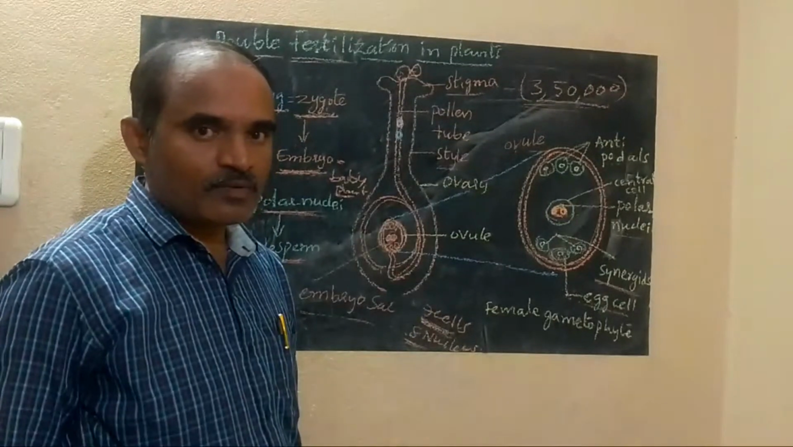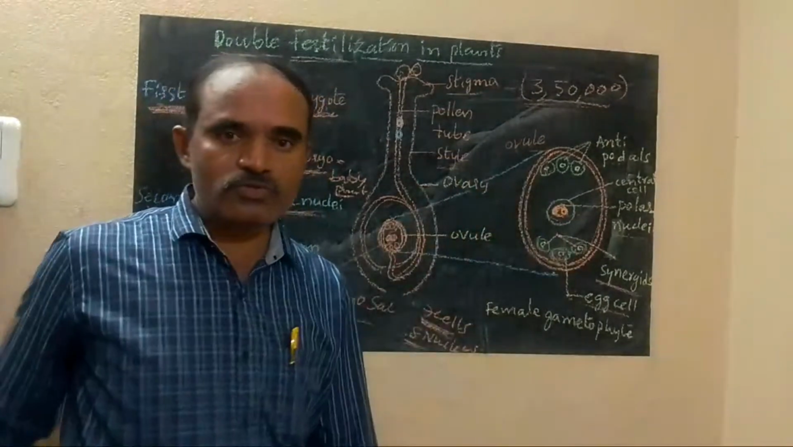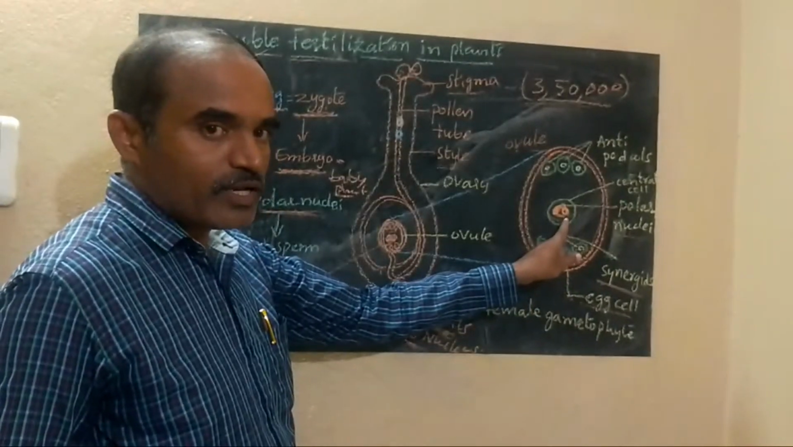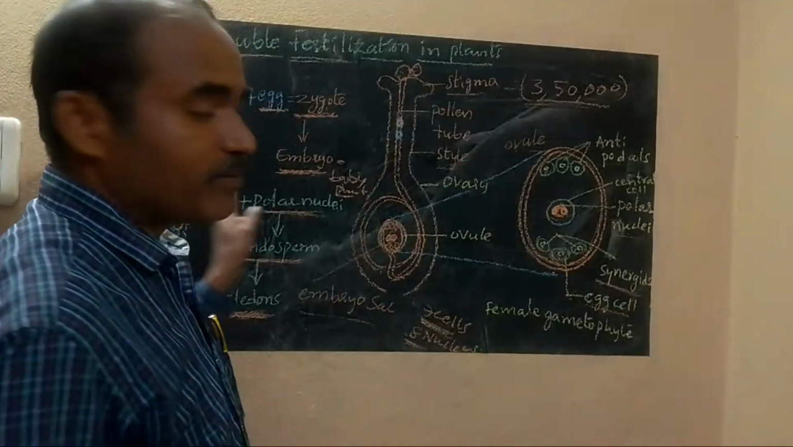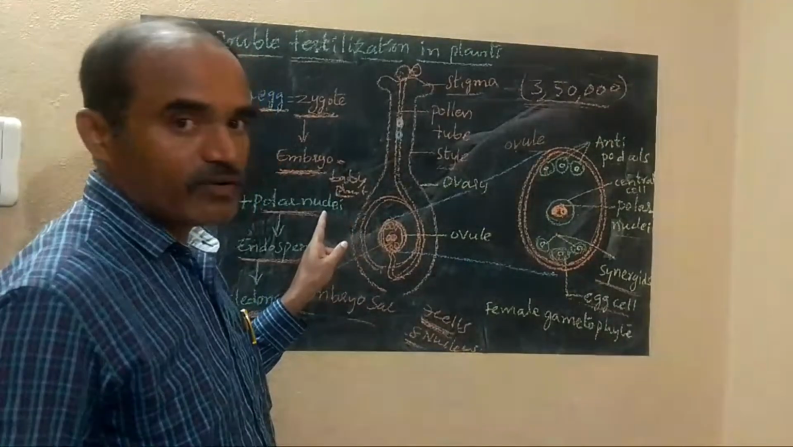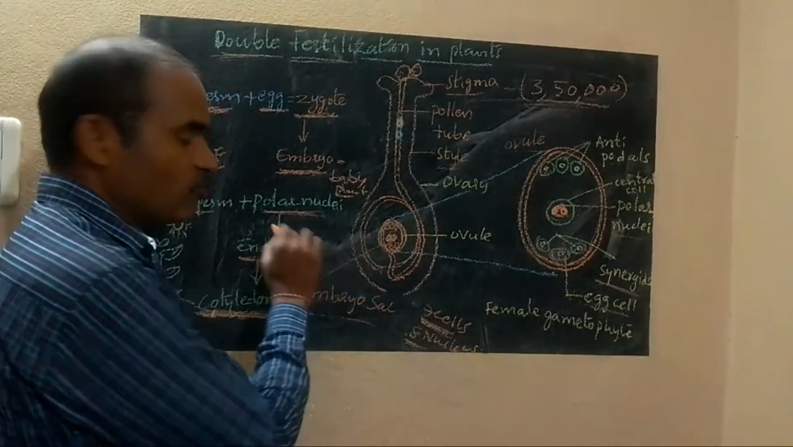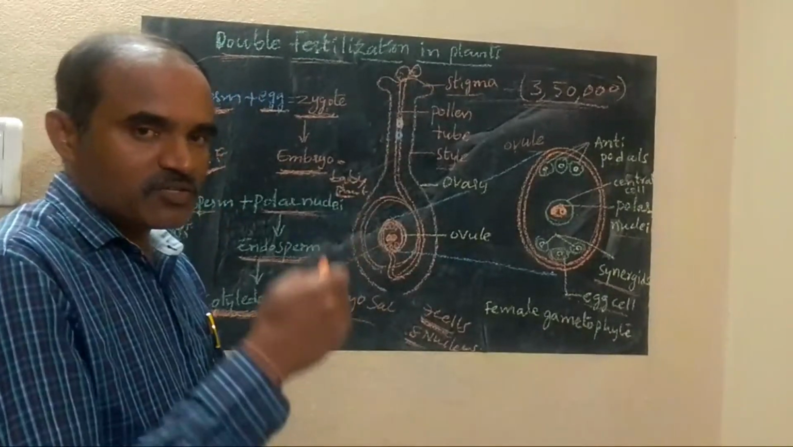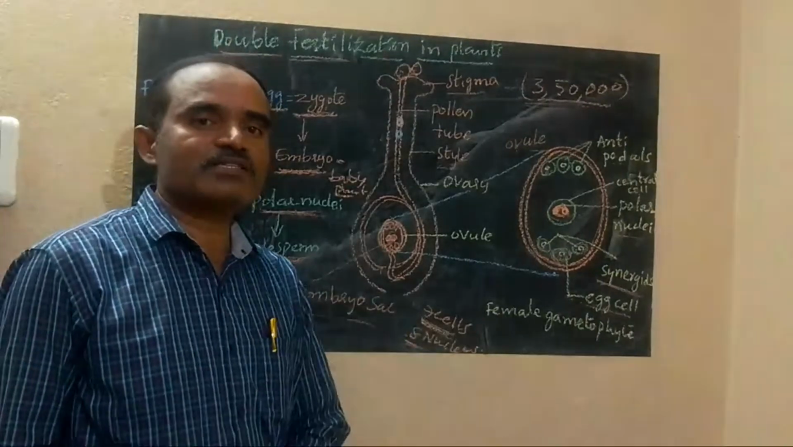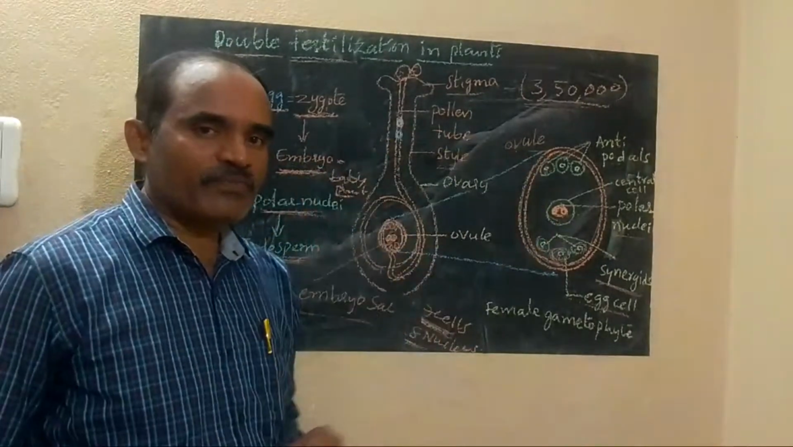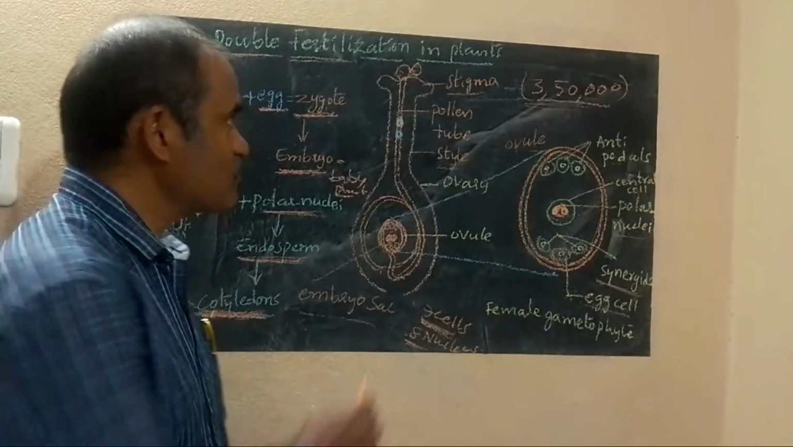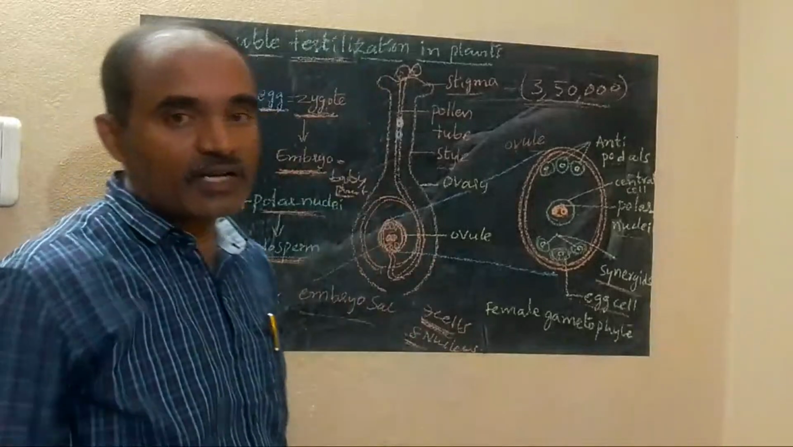Okay, the pollen tube moves towards it, and the second sperm is combined with the polar nuclei and forms endosperm. So this is the second fertilization. So fertilization in flowering plants takes place in 2 phases, first fertilization and also second fertilization. So it is called double fertilization.